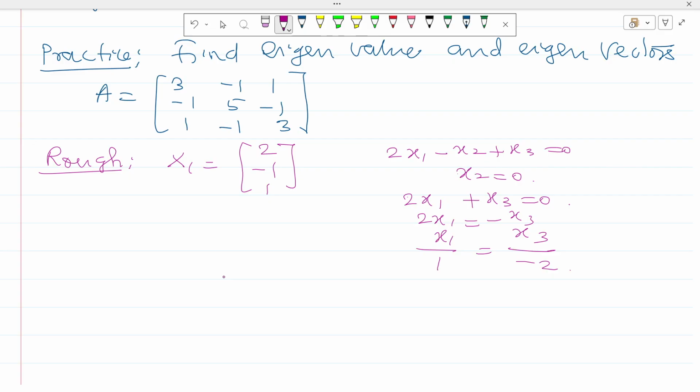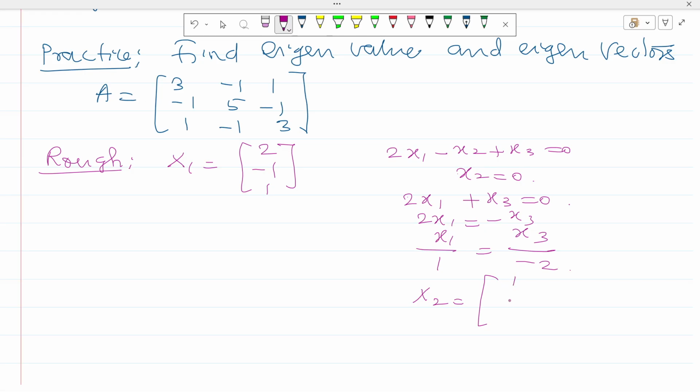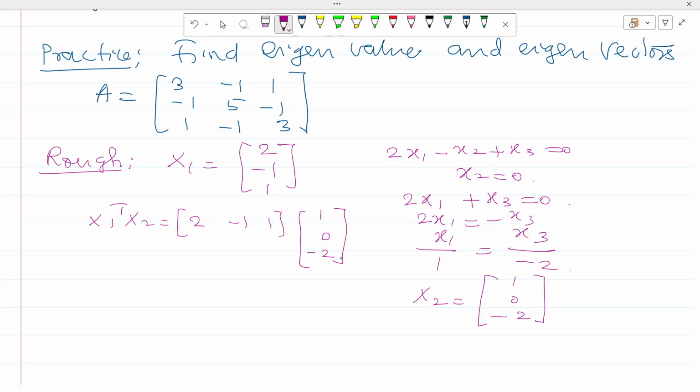But you have to check whether it is satisfying or not. In case if I write that x2 as, what is x2 here? 1 0 minus 2. What is x1 transpose x2? Can you tell me? x1 is 2 minus 1 1. x2 is 1 0 minus 2. So multiply this: 2 minus 0 minus 2. That is also equal to 0.